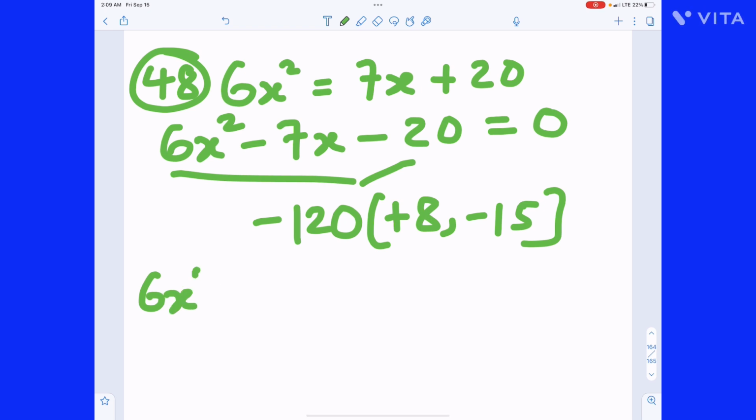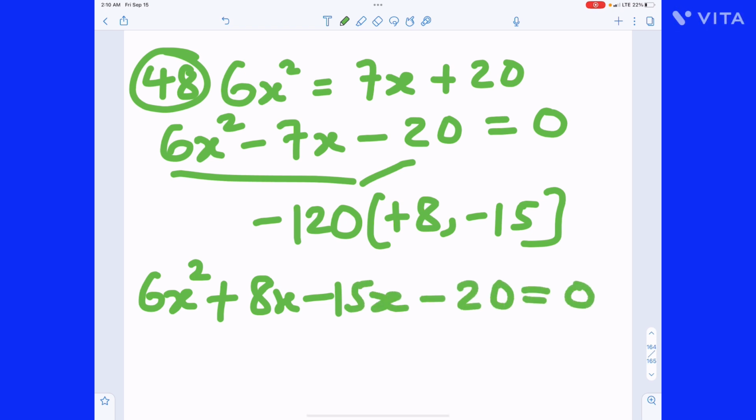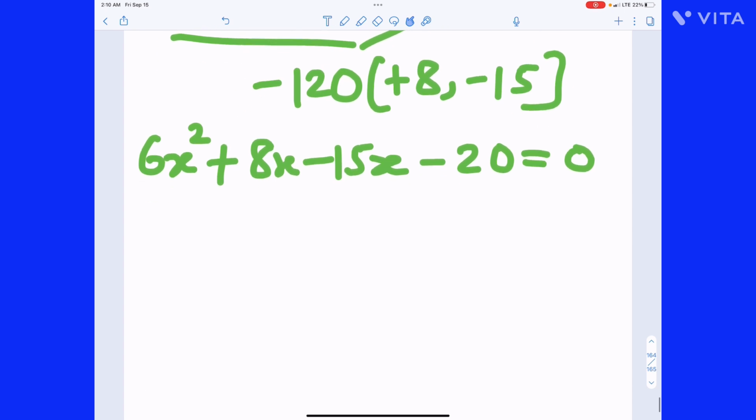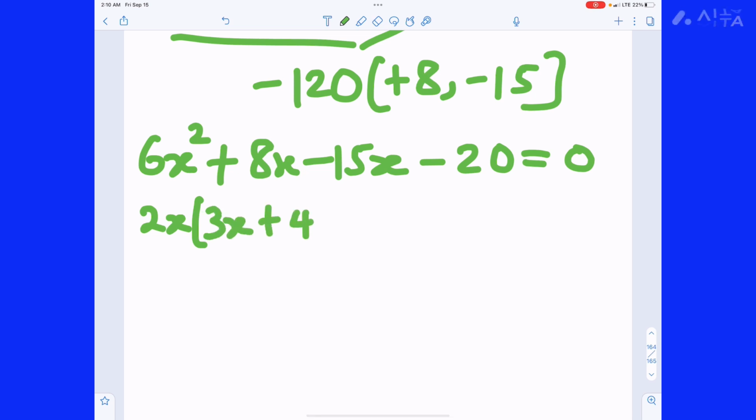So this is 6x squared plus 8x minus 15x minus 20 is equal to 0. So use your factors to get it. 2x is the common factor. You have 3x plus 4 left inside the bracket. Here, what is common is going to be minus 5.